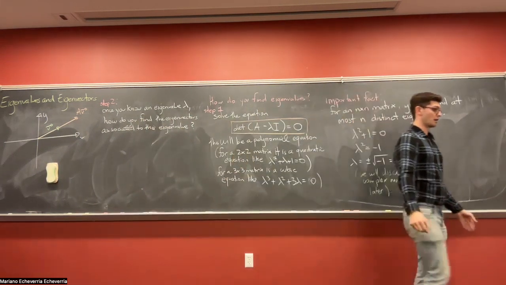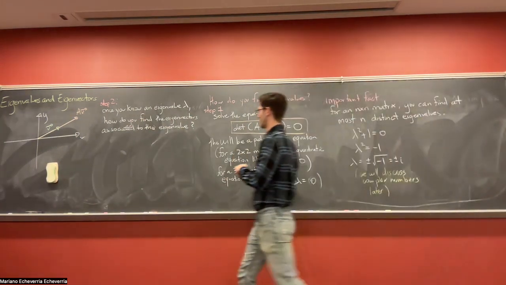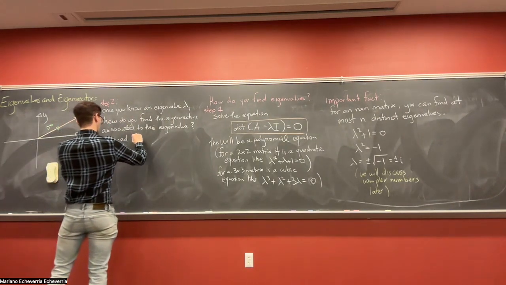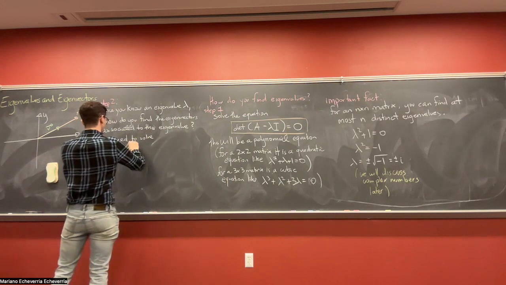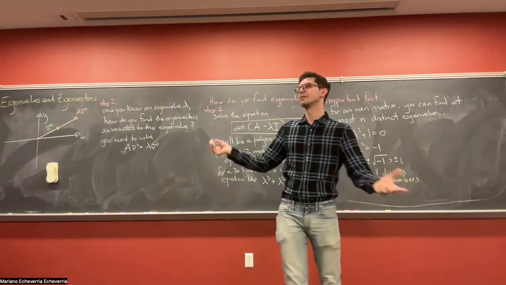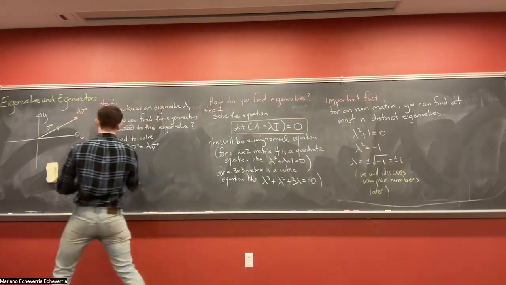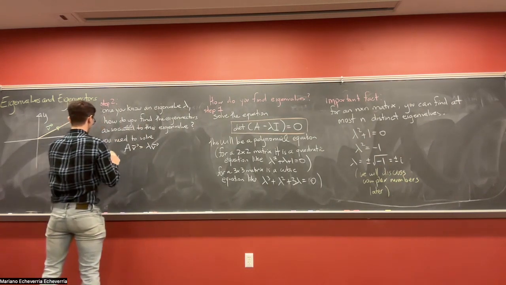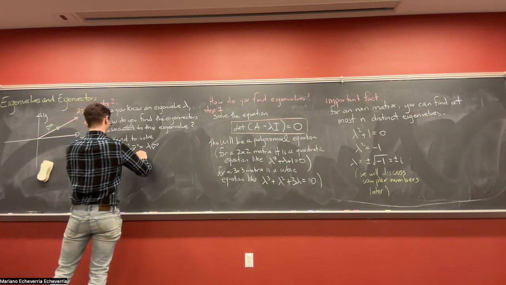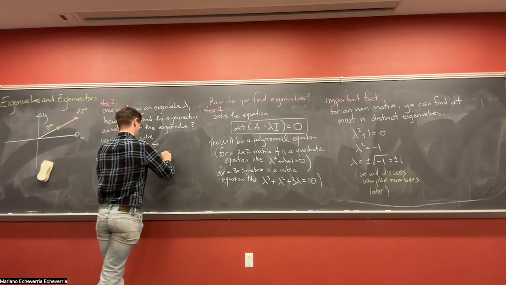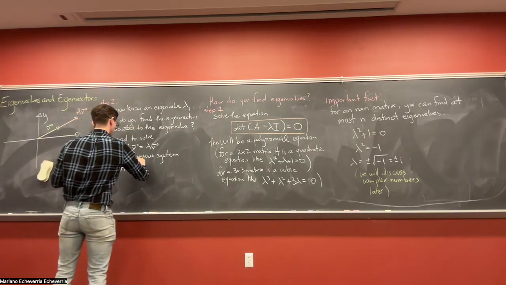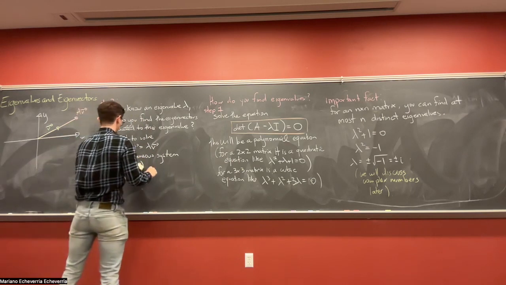Well, you need to solve A b equals lambda b. That's the definition of eigenvector. But if you remember from last time, that is the same as a homogeneous system: A minus lambda I times b equals 0.